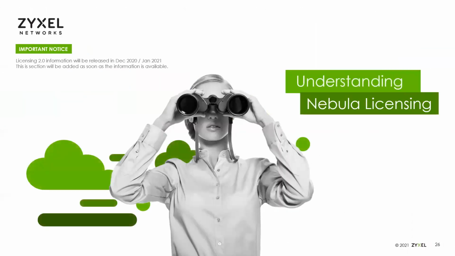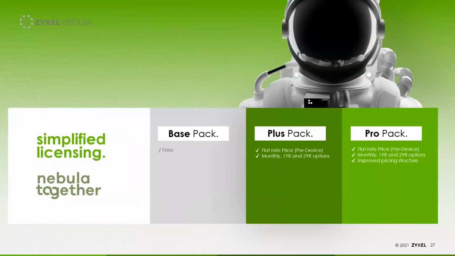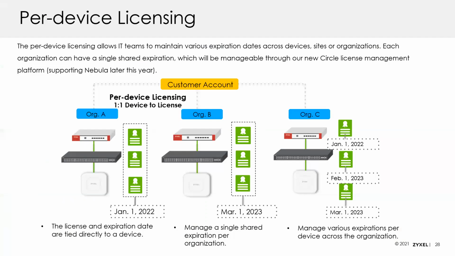So now we'll talk a little bit about the licensing. So again, standard version is free. And then we offer a plus pack and a pro pack, and we try to normally sell those as an annual license, but there are monthly options available for you. Now, the key thing to know when it comes to licensing is in Nebula, we have what are called organizations, and each organization can have multiple sites.